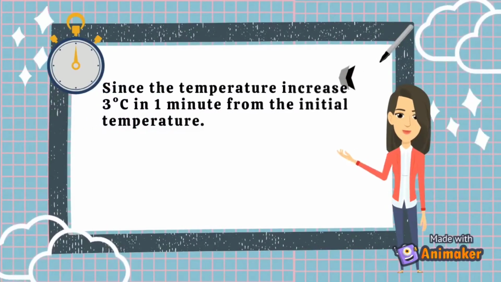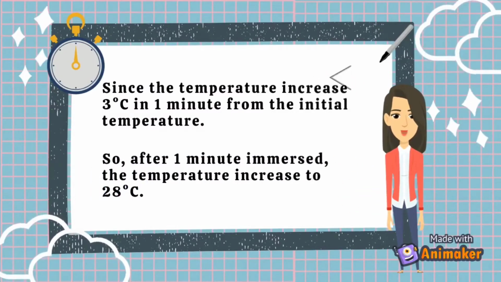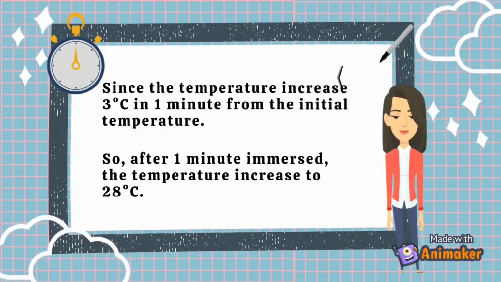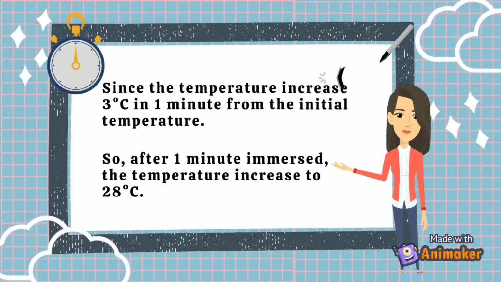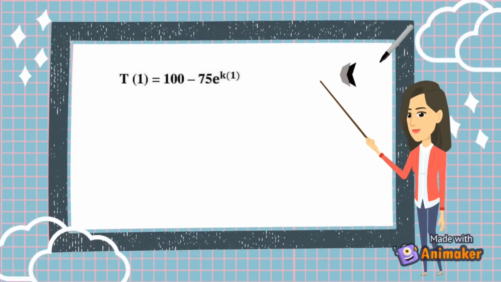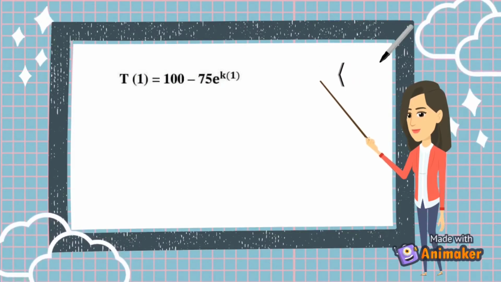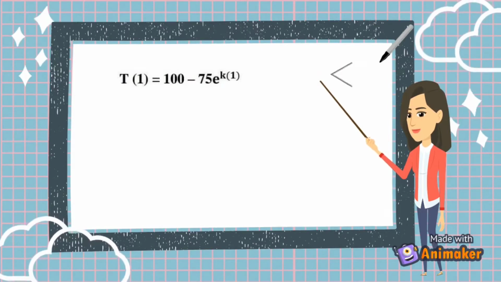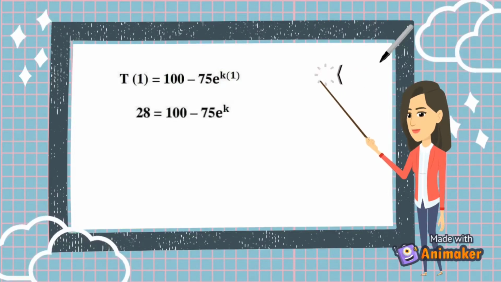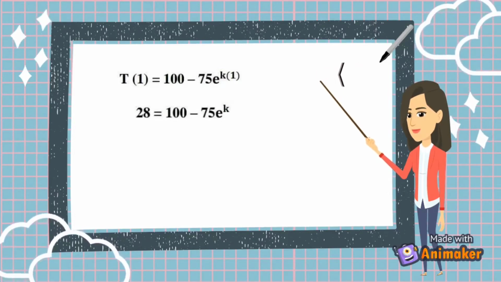Since the temperature increased 3 degrees Celsius in 1 minute from the initial temperature, so after 1 minute immersed, the temperature will increase to 28 degrees Celsius, which is 25 degrees Celsius the initial temperature plus 3 degrees Celsius equals to 28 degrees Celsius. When we insert 1 minute in the equation, we will get T1 equals to 100 minus 75 e to the power of k multiplied by 1. Then we will get 28 equals to 100 minus 75 e to the power of k.